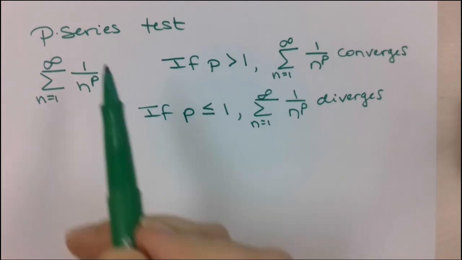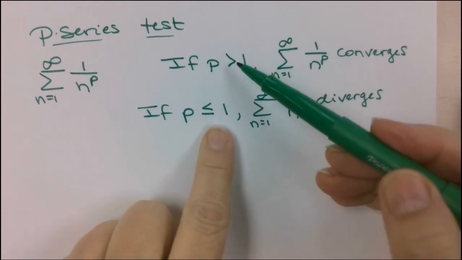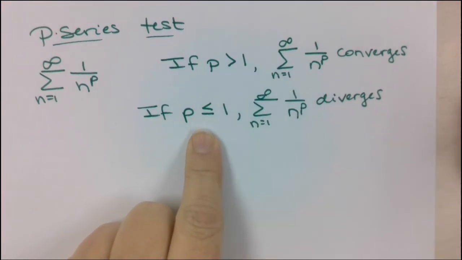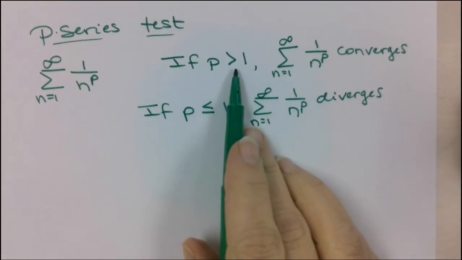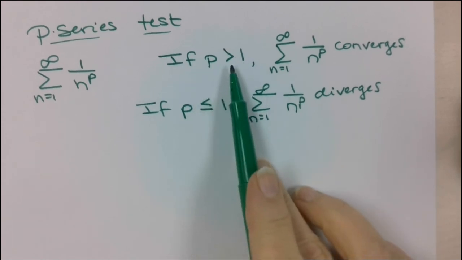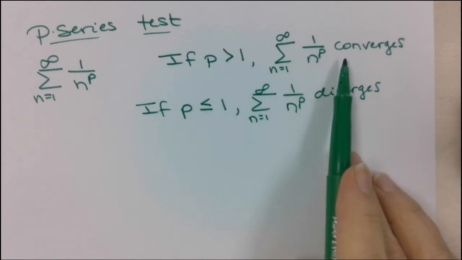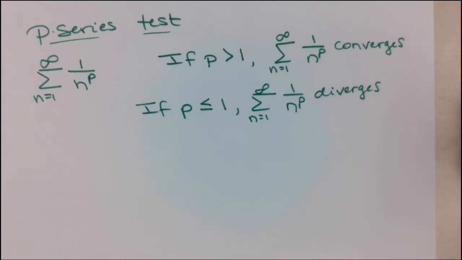Now, if we think about this closely, hopefully maybe you're thinking, okay, that's similar to the geometric series test. And it is similar, but notice it's actually kind of the opposite of geometric series. For a geometric series, if our common ratio was greater than 1, or equal to 1, that was when the geometric series diverged. And then if the common ratio was less than 1, that was when we got a convergent geometric series. With p-series, it's just the opposite. If p is greater than 1, that's when our p-series converges. If p is less than or equal to 1, that's when our p-series diverges.